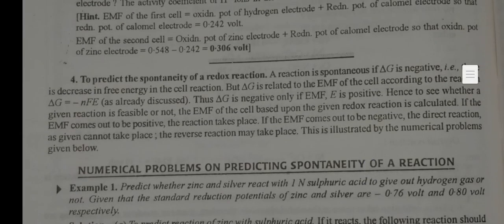Fourth, to predict the spontaneity of a redox reaction. A reaction is spontaneous if delta G is negative, that is, there is a decrease in free energy in the cell reaction. But delta G is related to the EMF of the cell. According to the relation, delta G is equal to minus nFE. Thus, delta G is negative only if EMF E is positive. Hence, to see whether a given reaction is feasible or not, the EMF of the cell based upon the given redox reaction is calculated. If the EMF comes out to be positive, the reaction takes place. If the EMF comes out to be negative, the direct reaction given cannot take place. The reverse reaction may take place.